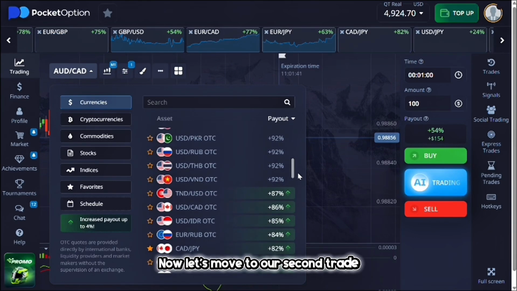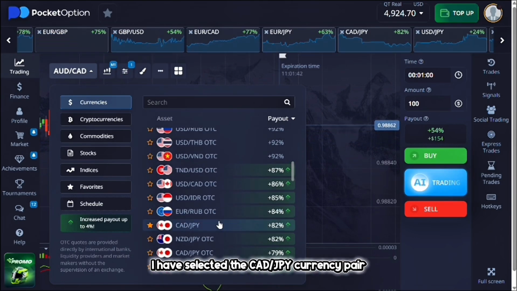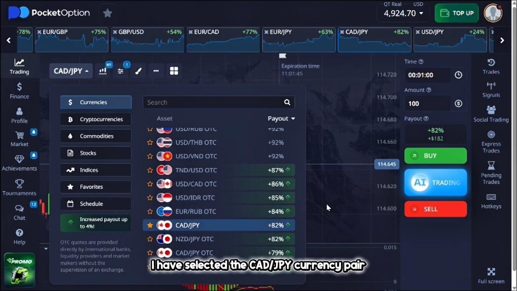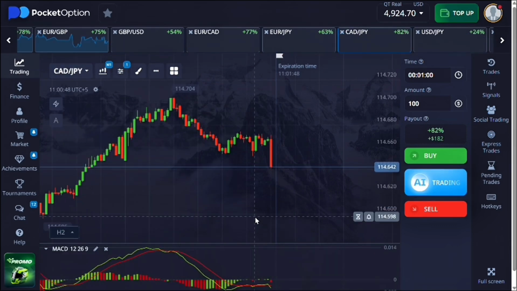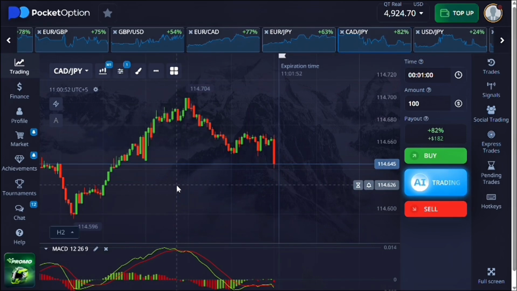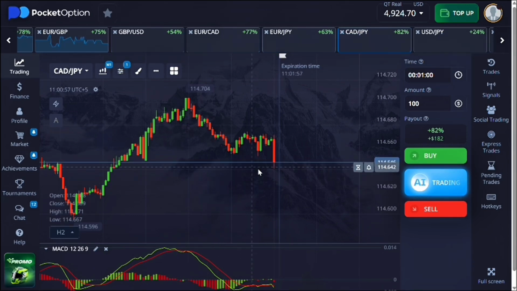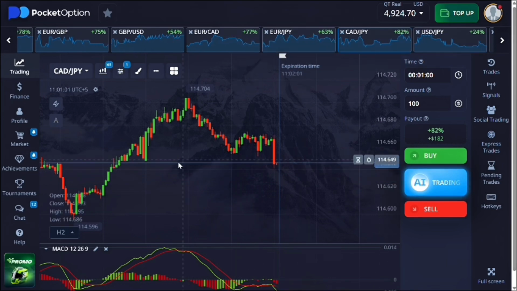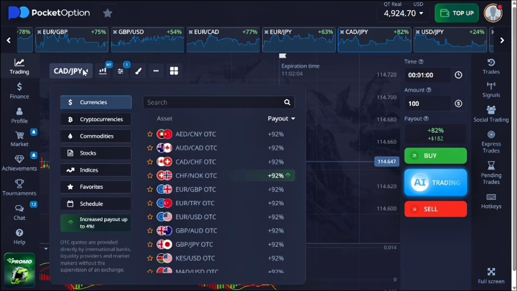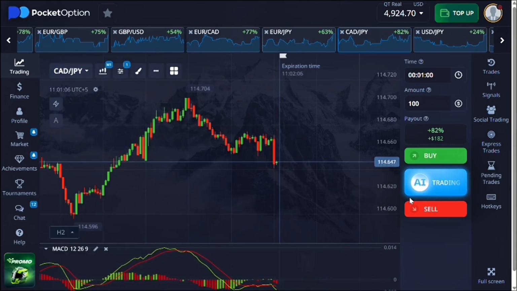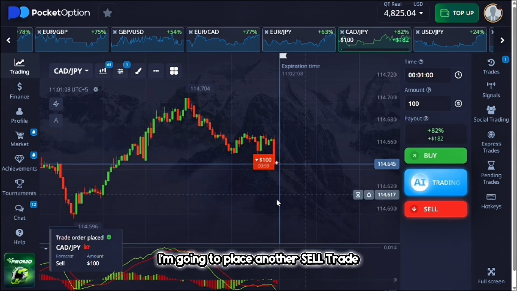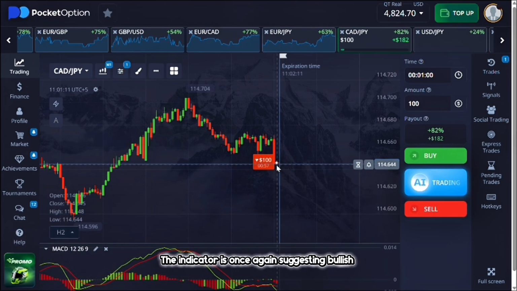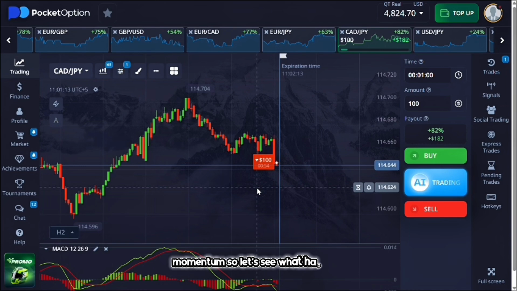Now let's move to our second trade. I have selected the Canadian dollar to Japanese yen currency pair based on the MACD signal. I'm going to place another sell trade. The indicator is once again suggesting bullish momentum, so let's see what happens.